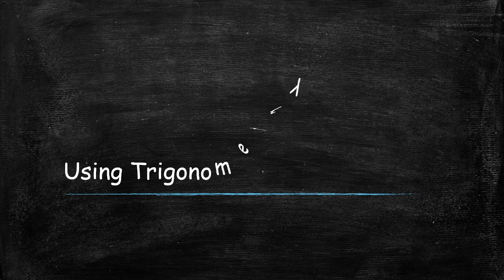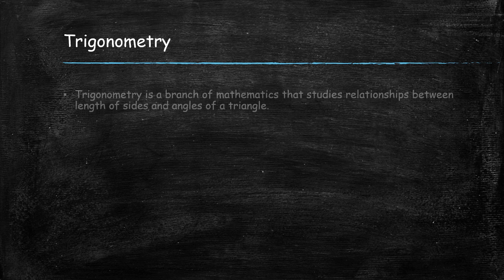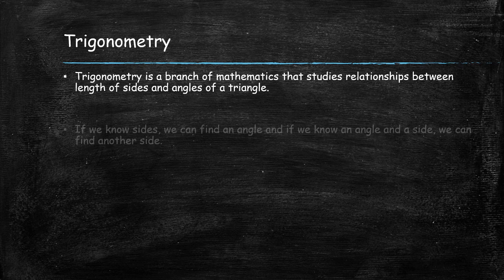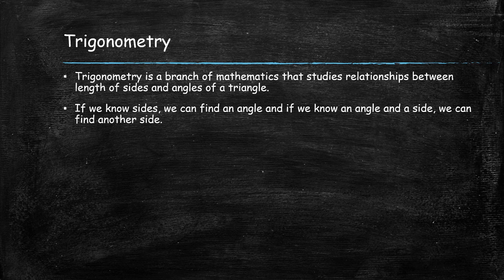So we are going to find the area of triangle using trigonometry. So what is trigonometry? Trigonometry is a branch of mathematics that studies relationships between the length of sides and angles of a triangle. So it is all about triangles. If we know sides, we can find an angle, and if we know an angle and a side, we can find the other side.